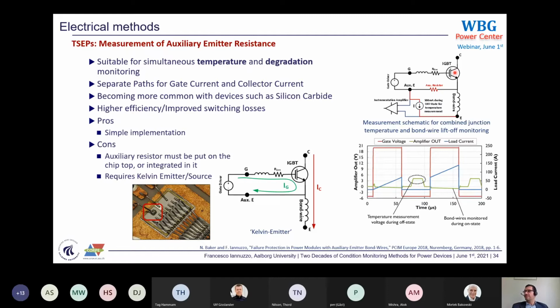But that's not enough. You have more. During the on state, you can turn off this current generator. There is no current here. Sorry, during on state, I meant. You can turn off everything. You are in the on state, in the on conduction. So what you can do is to use this same operational amplifier to monitor the bond wire voltage drop. So you have both temperature and degradation monitoring.